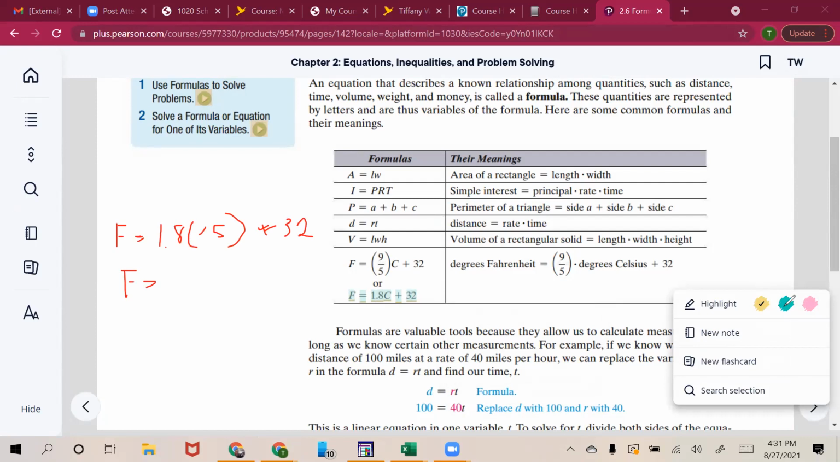Okay, so I'm going to do 1.8 times -5, and I don't have to do the negative. I'm just going to do 1.8 times 5. I get 9, so that's -9 plus 32. Because the signs are different, instead of adding, I'm going to subtract. So 32 minus 9 is going to be 23, and that's going to be a positive because you got more positives. So that's going to be 23 degrees Fahrenheit.